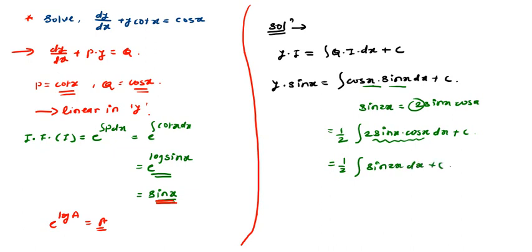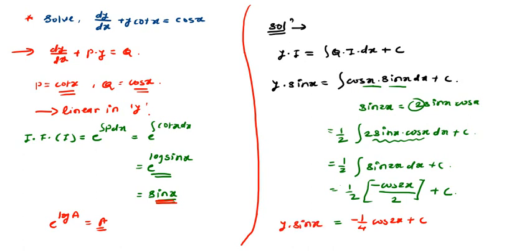This is equal to 1 by 2. Now we know the integration of sin x is nothing but minus cos x, so here minus cos 2x upon 2, plus c. So finally, what will be our answer? The answer will be 1 by 2 into 1 by 2, which is minus 1 by 4 into cos 2x plus c, and on the LHS this will be y into sin x. So this is our final answer for the given linear differential equation.